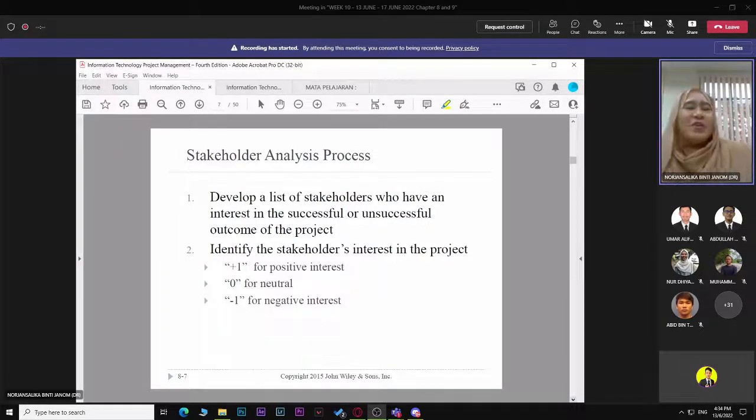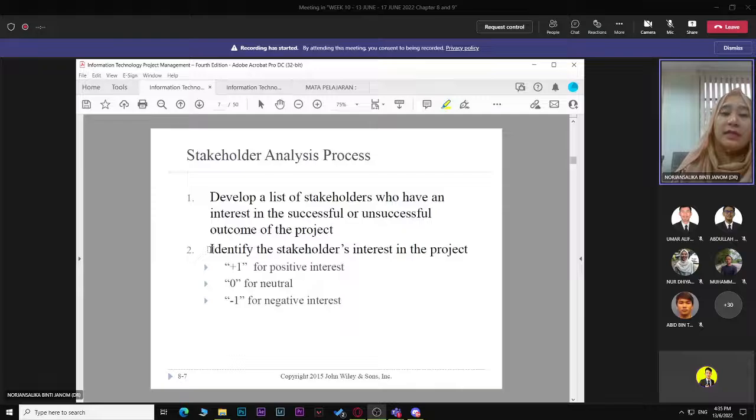Alright. Stakeholder analysis process. So we have a list of stakeholders. For your project, you need to identify who the stakeholders are who have an interest in your project. In that, you might have a long list, maybe 5, 10, 15 and so on, depending on how big the project is. And you need to estimate their score of interest, from positive 1 to negative 1. Positive 1 is positive interest, 0 is neutral, negative 1 is negative interest, meaning they will have a negative influence in your project.